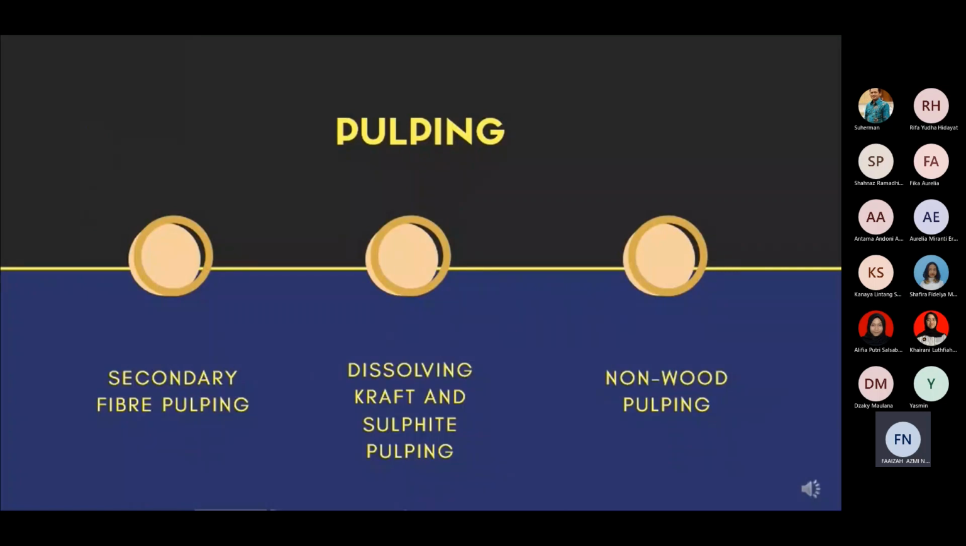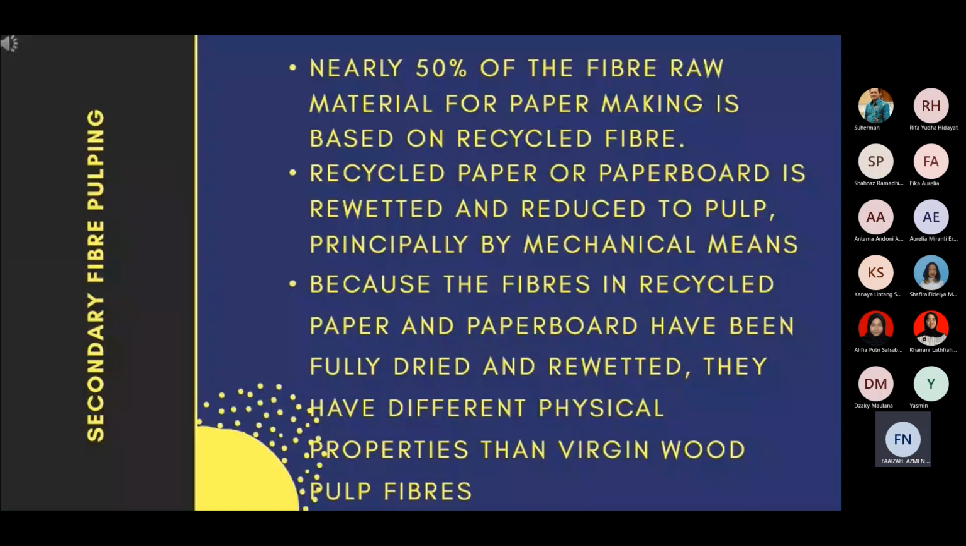So there are three other kinds of pulping process: the secondary fiber pulping, dissolving kraft and sulfite pulping, and also non-wood pulping. In the secondary fiber pulping process, nearly 50% of the fiber raw material for paper making is based on recycled fiber, and recycled paper or paperboard is rewetted and reduced to pulp, principally by mechanical means. Because the fibers in recycled paper and paperboard have been fully dried and rewetted, they have different physical properties than virgin wood pulp fibers.